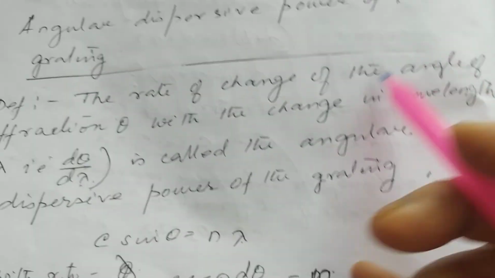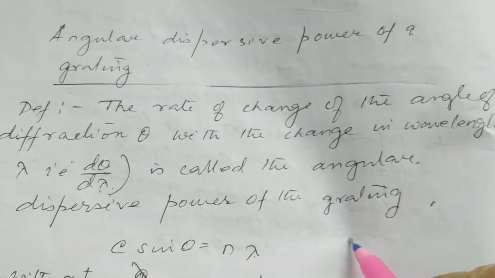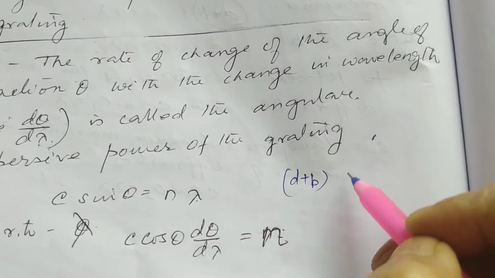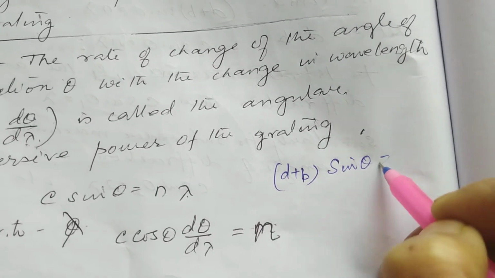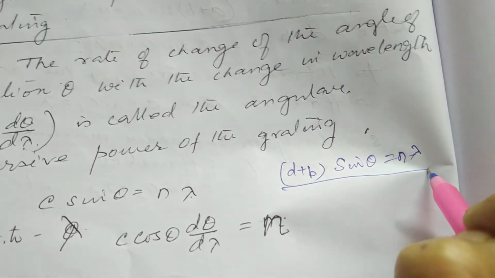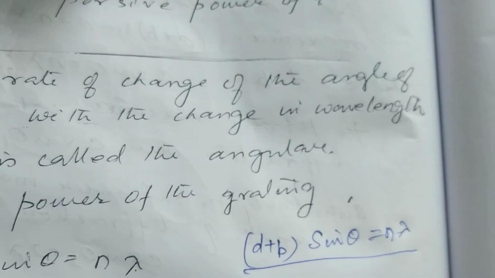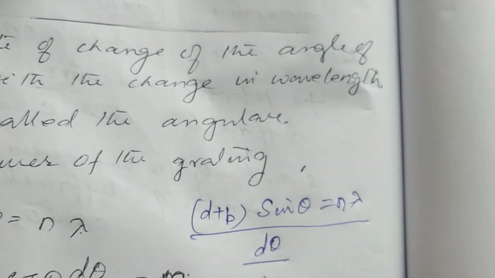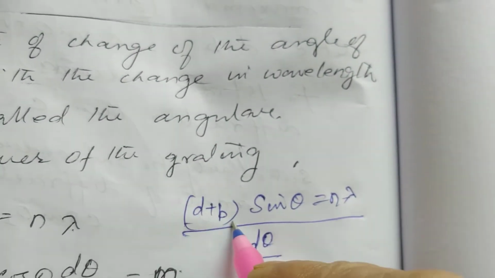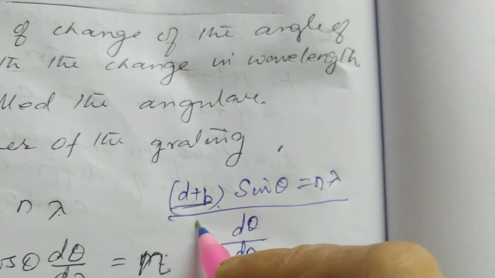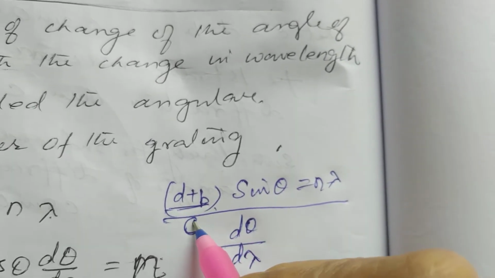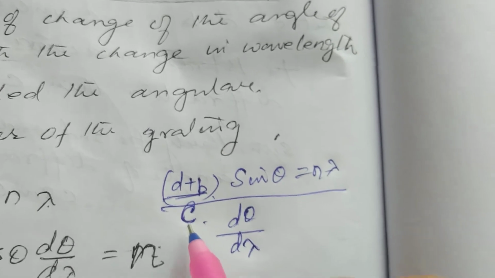Now you see the formula, the grating equation is (d plus b) sine theta is equal to n lambda. This is my grating equation. This gives me the principal maxima. So the dispersive power I have to find out, d theta by d lambda. Now (d plus b) I am substituting with a value c, that is called the grating element c.